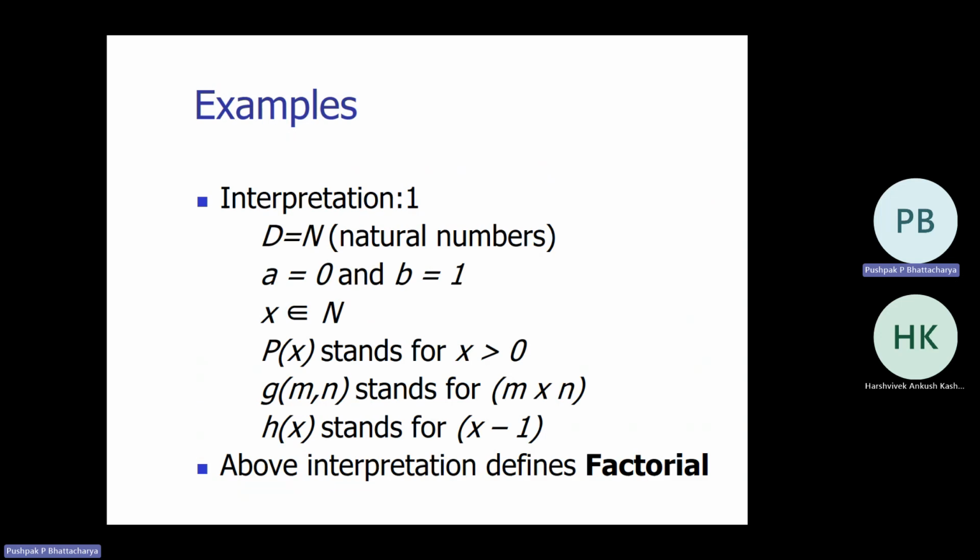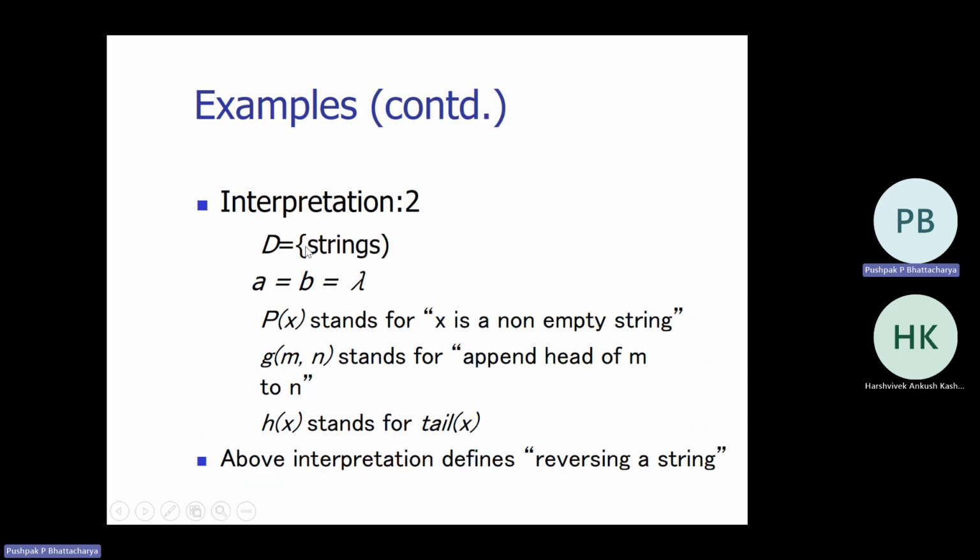And if we change the domain and make the domain a set of strings, and give the meaning a is equal to b is equal to the empty string, then f of the empty string is equal to the empty string. p(x) stands for x is a non-empty string. g(m, n) stands for append head of m to n. And h(x) stands for tail of x, the rest of the string. Then the same expression, there exists f, stands for the reverse function, reversing a string. So reversing a string and factorial are both represented by the same expression.